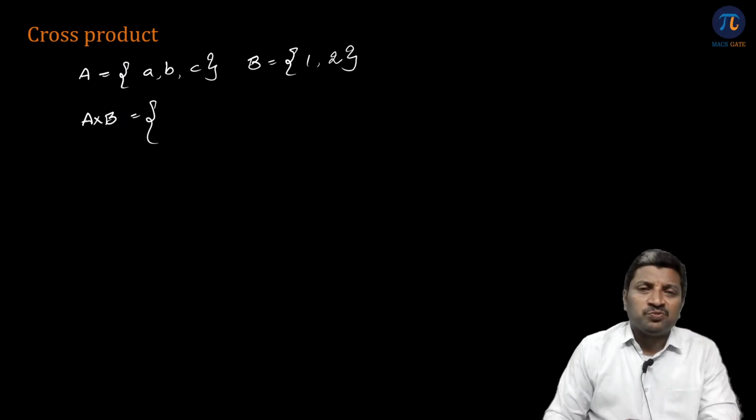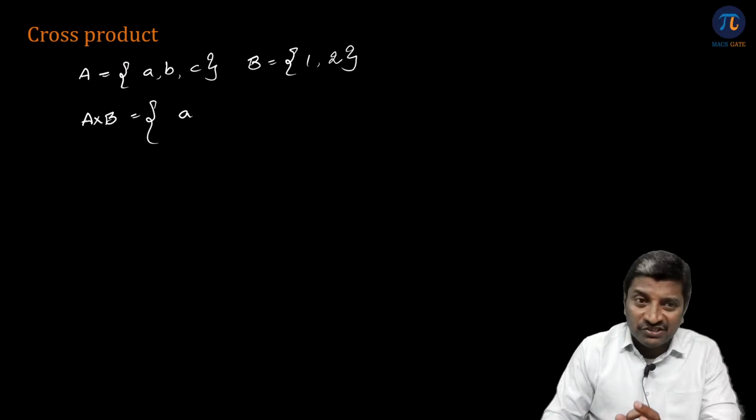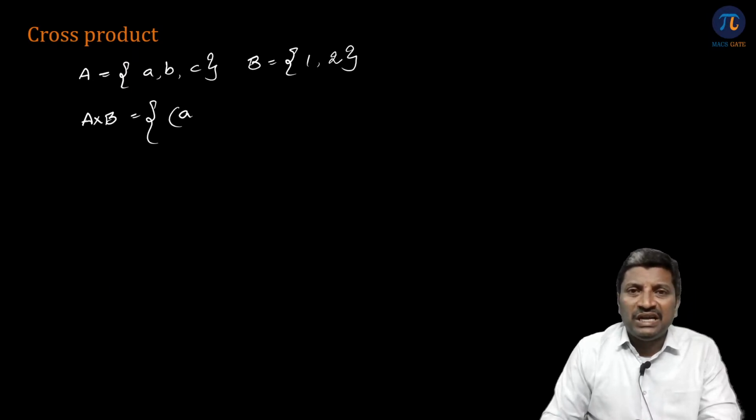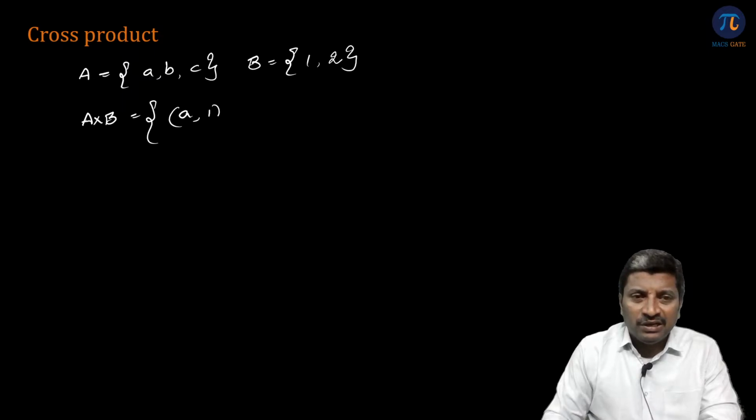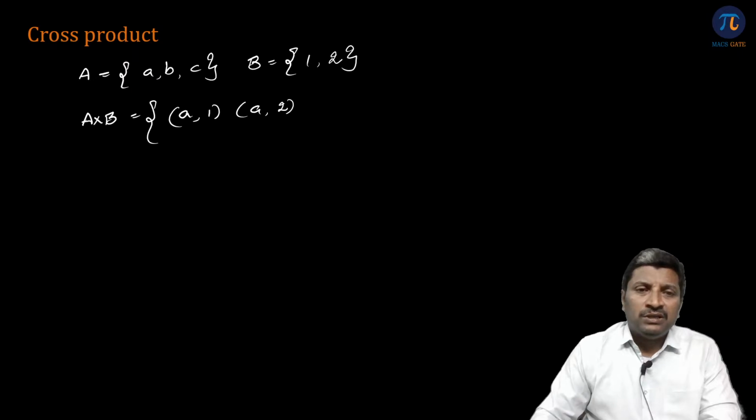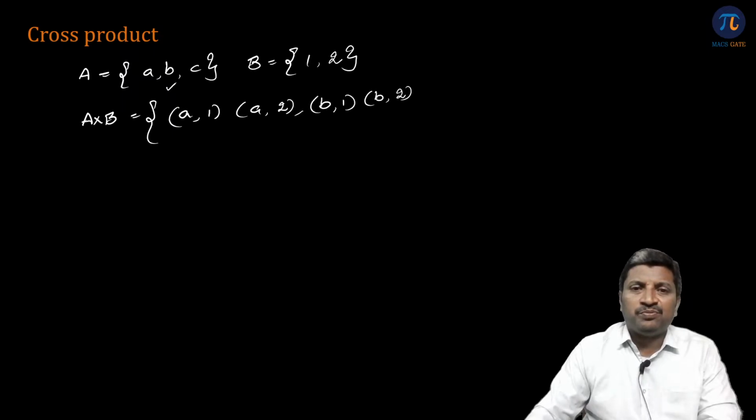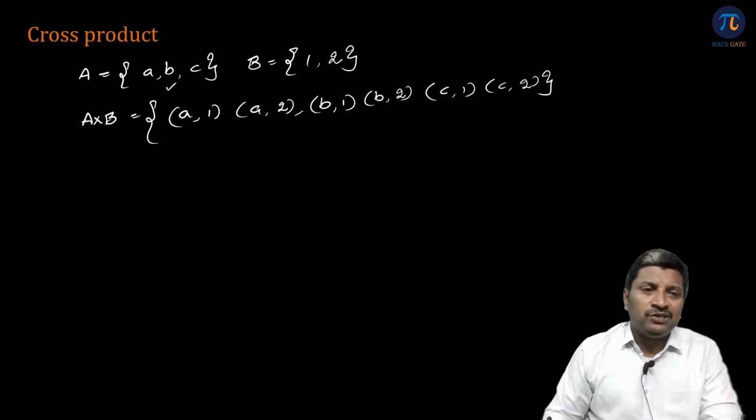To write the cross product, first I consider the first element in A. Fine. I match it with each and every element of B: A1, A2. Then take the second element of A. Again match with each and every one: B1, B2. Then take the third element: C1, C2. So this is the cross product, right?